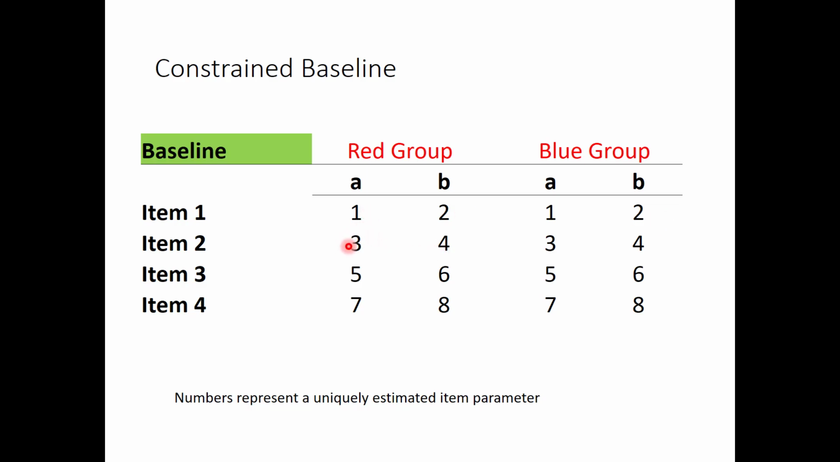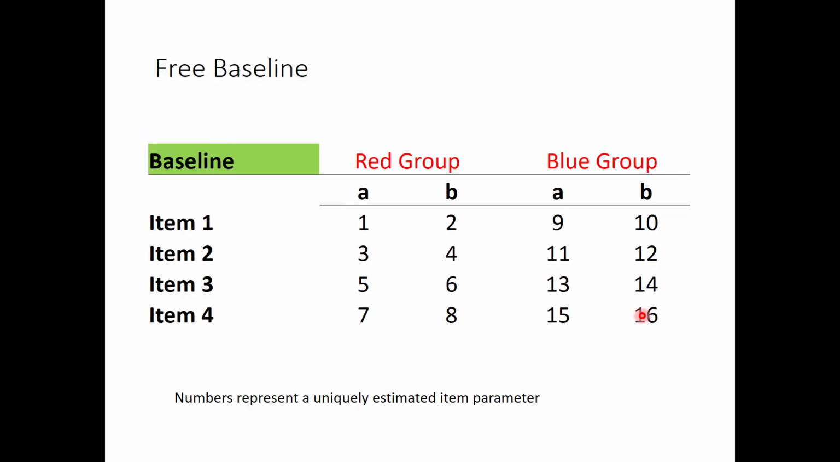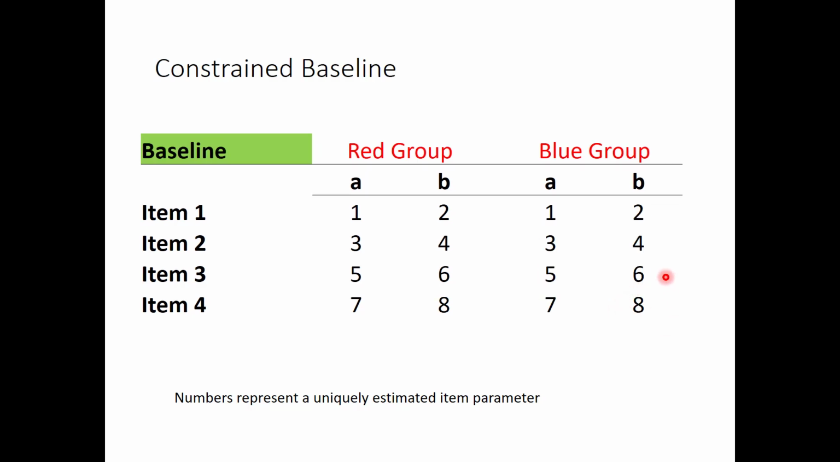You get different parameters for item 2 than item 1, but it's the same across the two groups. So hopefully that makes some sense, what the constrained baseline approach is. And in this case, you'll notice we're only estimating 8 unique item parameters, not 16 like we saw with the free baseline approach. So this is sort of going to be our default model in the all-others-as-anchors approach.